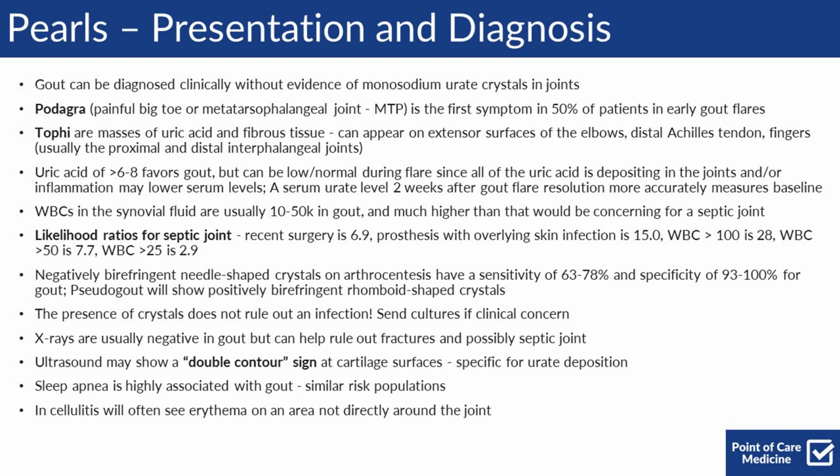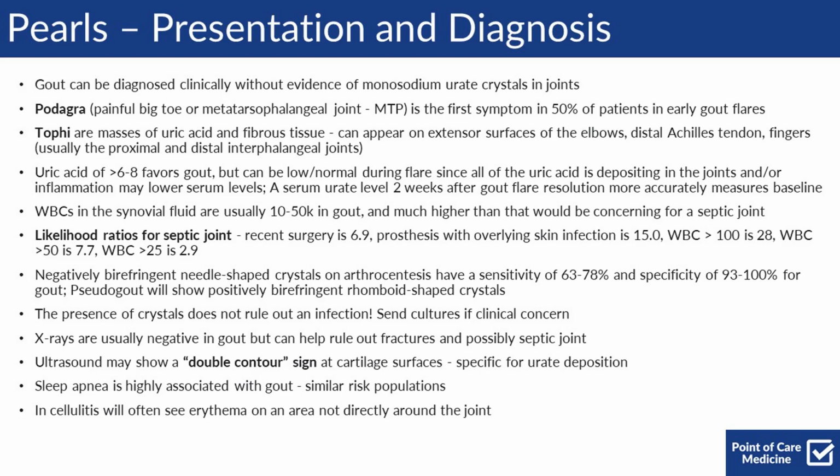White blood cells in the synovial fluid are usually 10 to 50,000 in gout. Much higher than that would be concerning for a septic joint. Some likelihood ratios for septic joint include recent surgery with a likelihood ratio of 6.9, a prosthesis with overlying skin infection with a likelihood ratio of 15, and a white blood cell count over 100,000 with a likelihood ratio of 28.